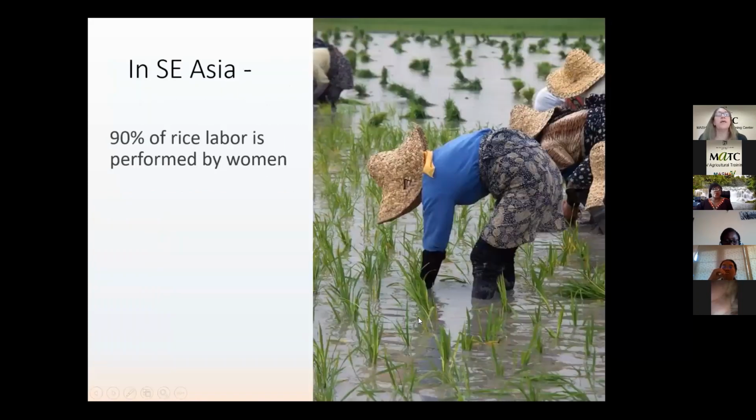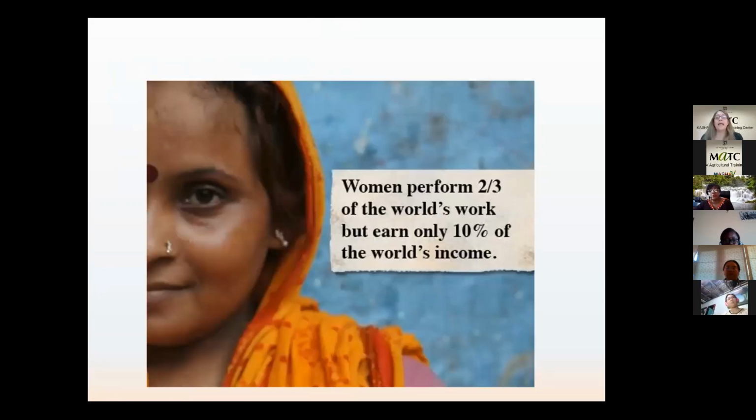In Asia, women perform 90% of rice labor, and yet, when women perform 2/3 of the world's work, they earn only 10% of the world's income. This is the feminization of poverty.